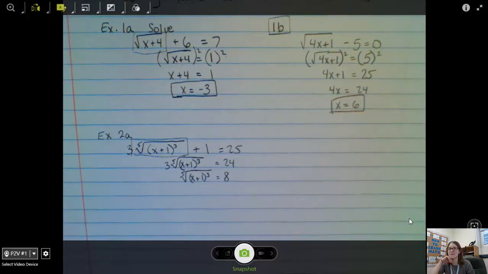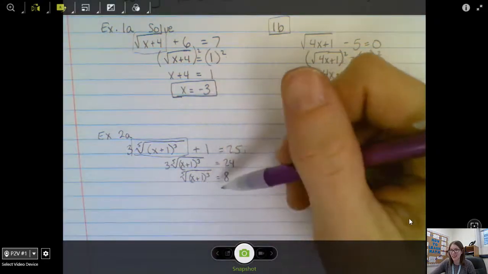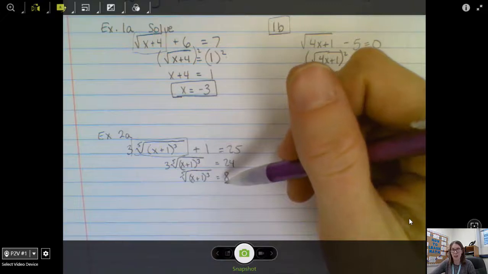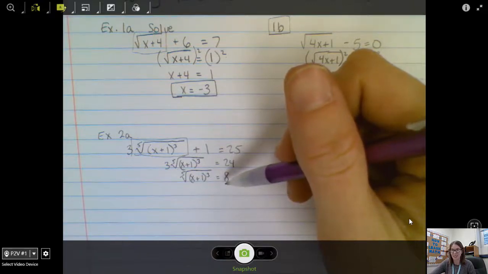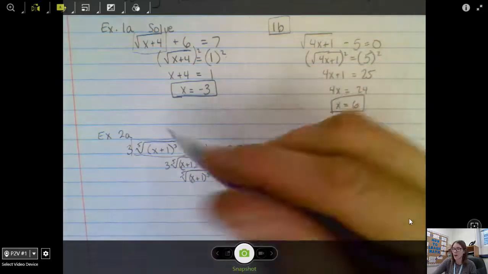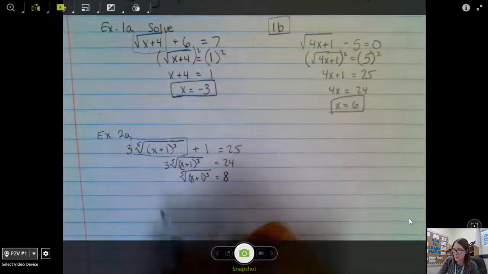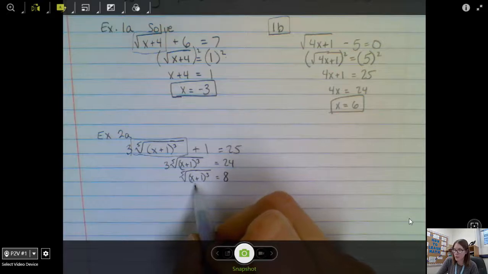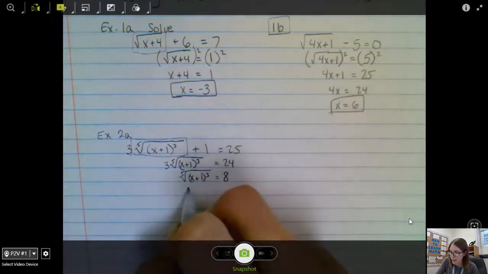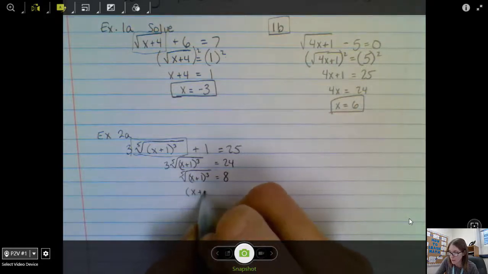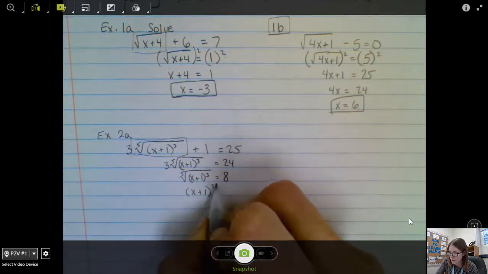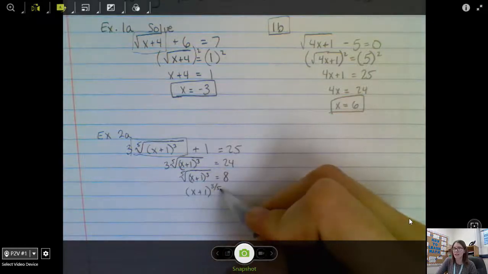Now what? I don't know about you, but I don't really want to take both sides to the 5th power. We could, but that doesn't really sound like a whole lot of fun. 8 to the 5th power? What we could do instead, we have x plus 1 is to the 3rd power. That's all under our 5th root. Write this as a rational exponent. Remember again, the denominator is our root, and the numerator is our power.